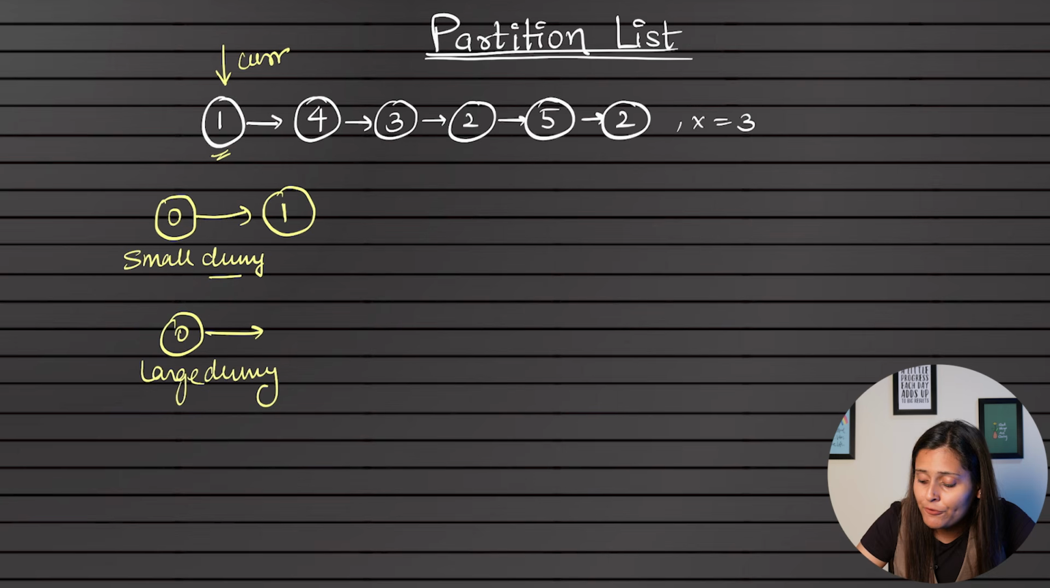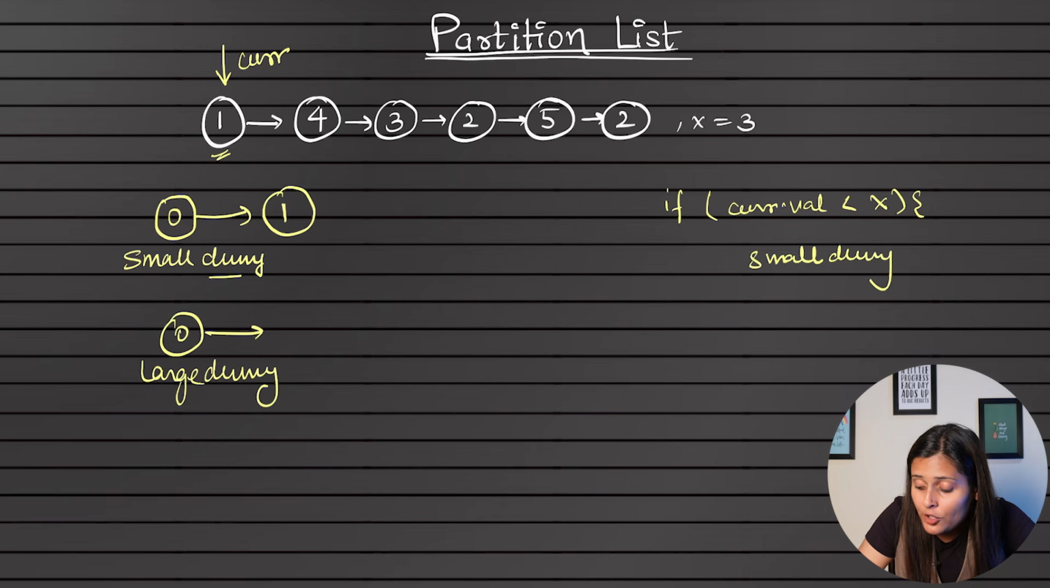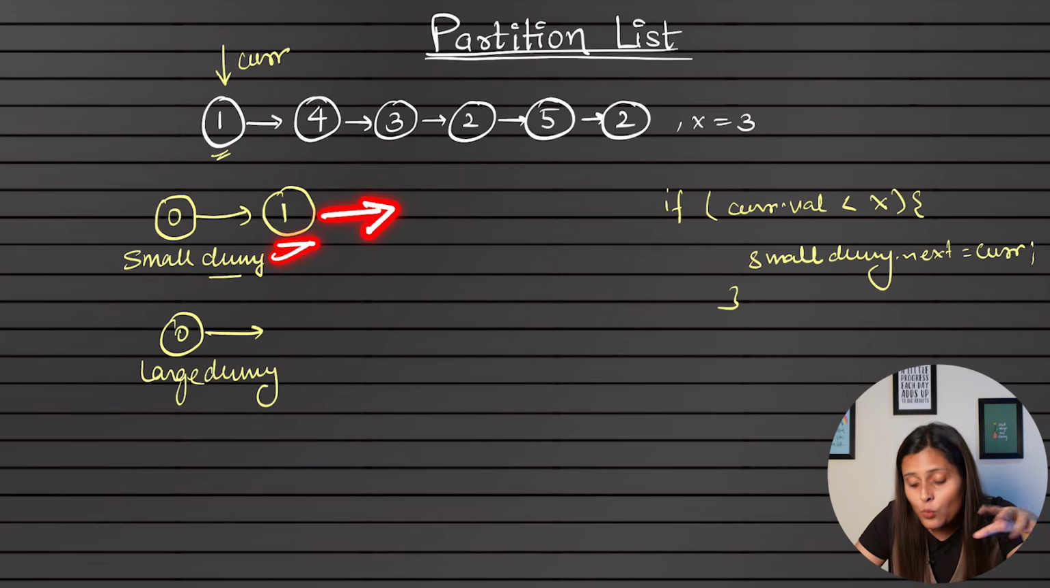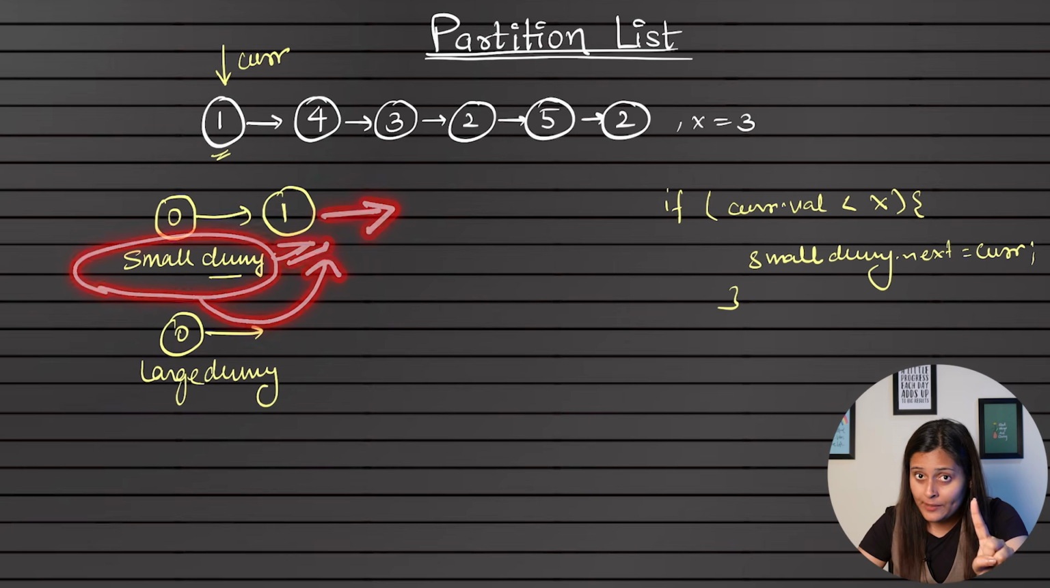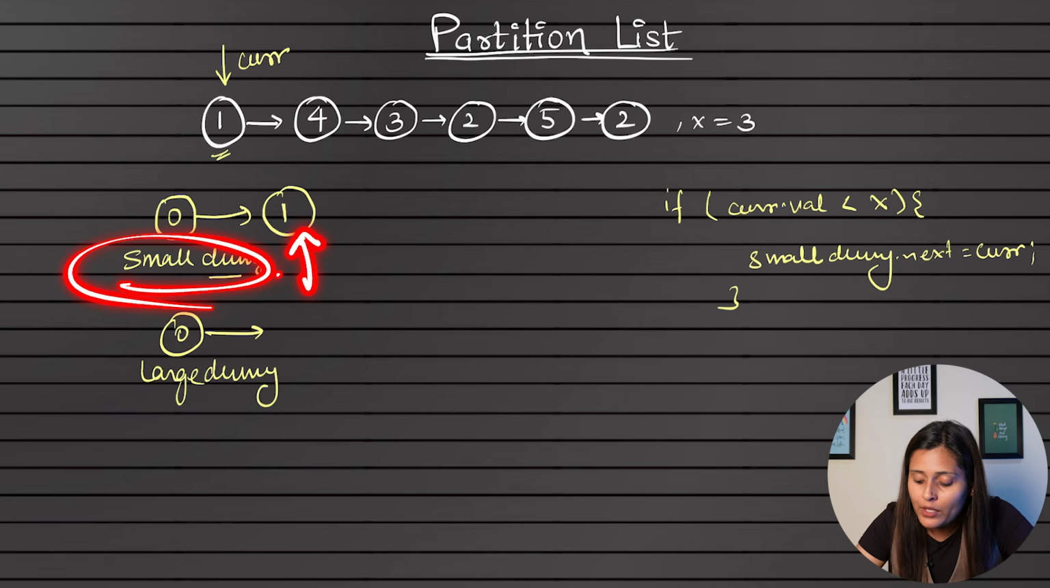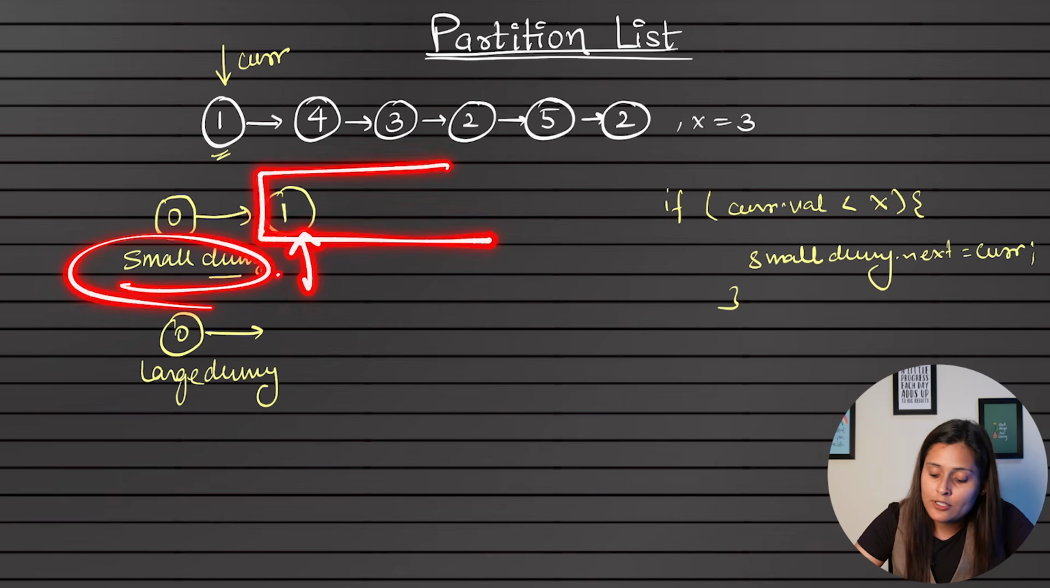Done. So we have to write something like, if current dot value is less than x, then what we have to do? In small dummy dot next, we have to connect what? Can I say current? Yes. But wait, after connecting this, for sure we have to connect next time in this one next, correct? So if we are going to move this dummy dot next ahead, you know that we will lose this linked list, correct? Means wherever the small dummy will be pointing to, we are only aware of that linked list. This so we will forget.